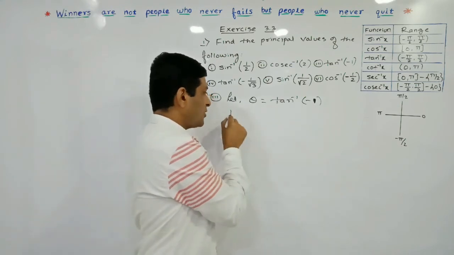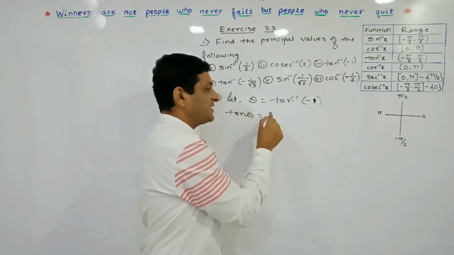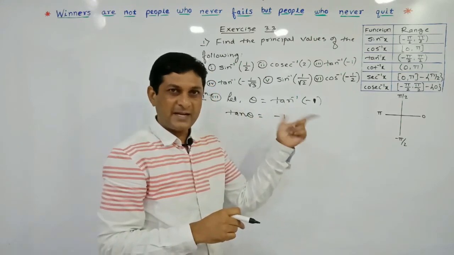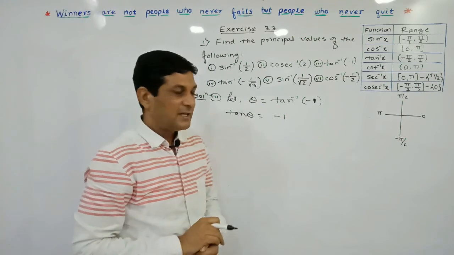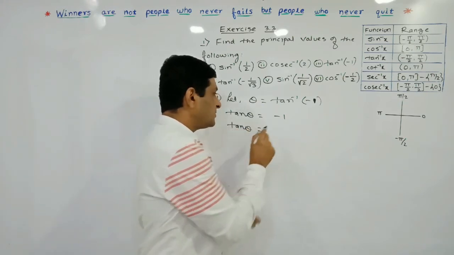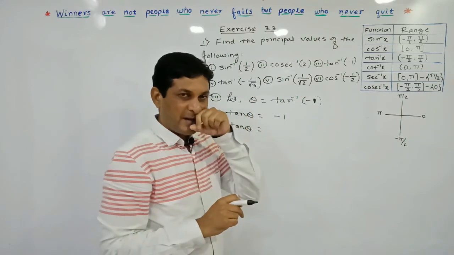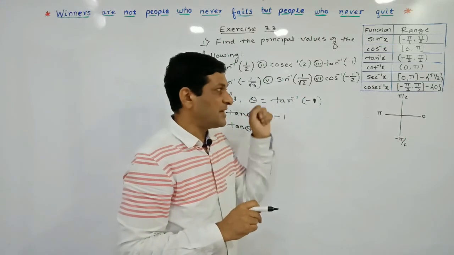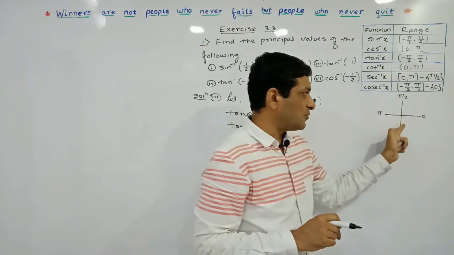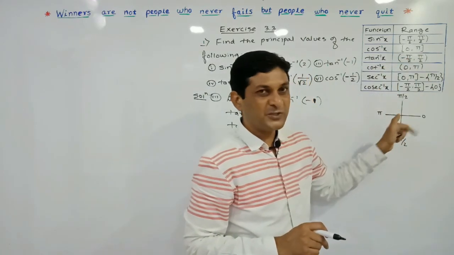So first take tan on both sides. On this side we will get tan theta, and on this side we will get -1, because if we are taking tan, tan and tan inverse will get cancelled according to our property. So tan theta, keep it as it is. Now theta is nothing but what? Principal value of which inverse trigonometric function? Tan inverse. Its range is in between what? -pi/2 to +pi/2. -pi/2 to +pi/2 means which two quadrants?